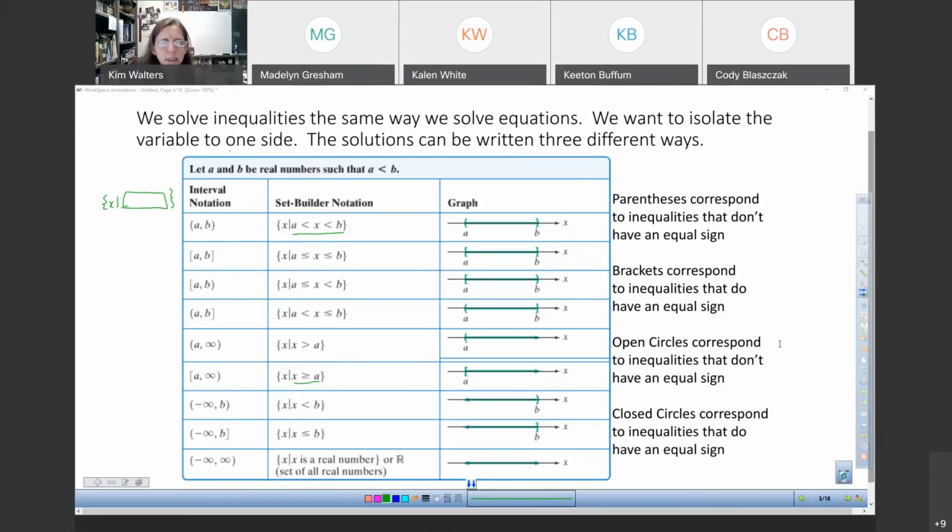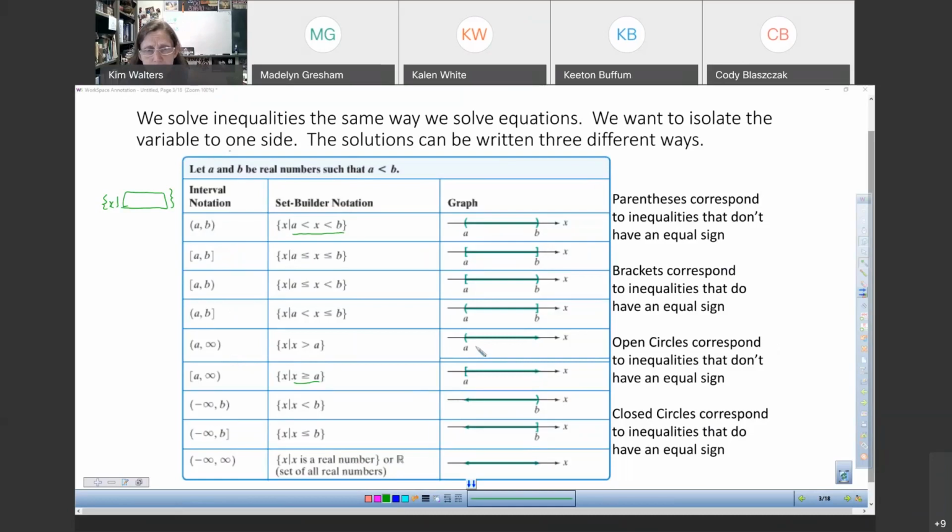A couple of things I really need you to pay attention to on this is the difference between the round brackets, or the parentheses, and what I call the square brackets. Notice that I'm going to use the same things on the graph that we use in the interval notation. That's why I like this chart, because you can always refer back to it, okay?